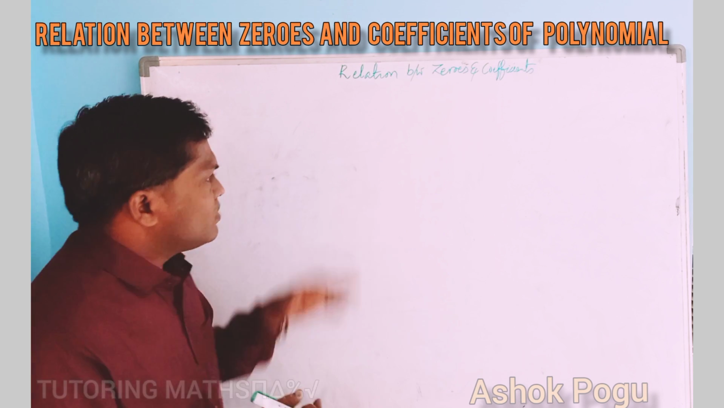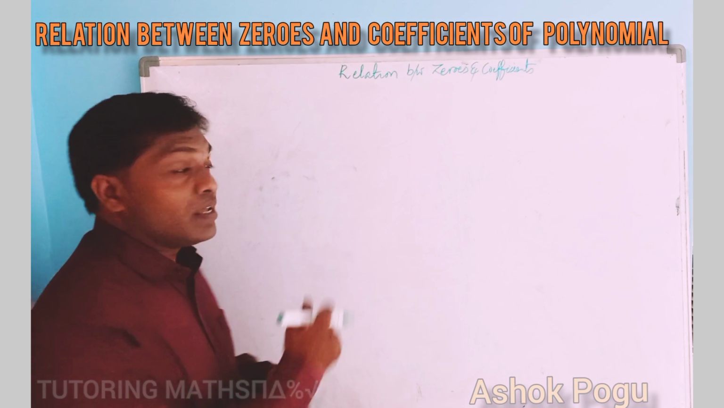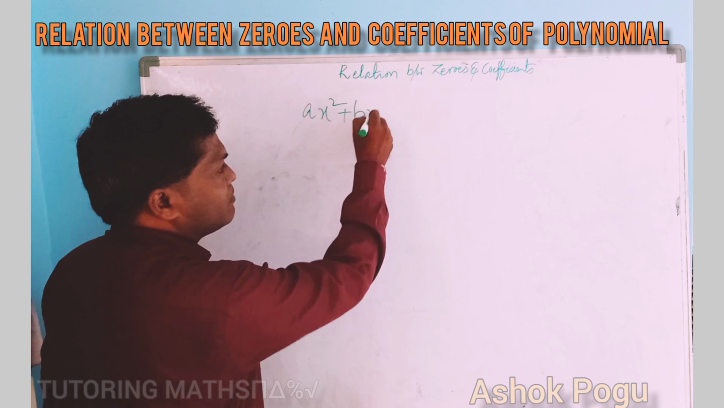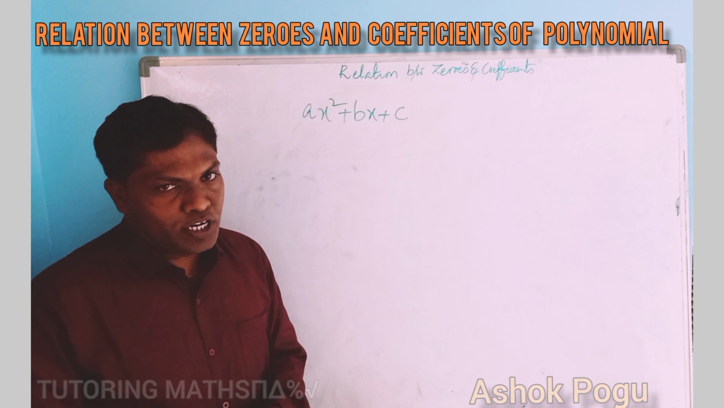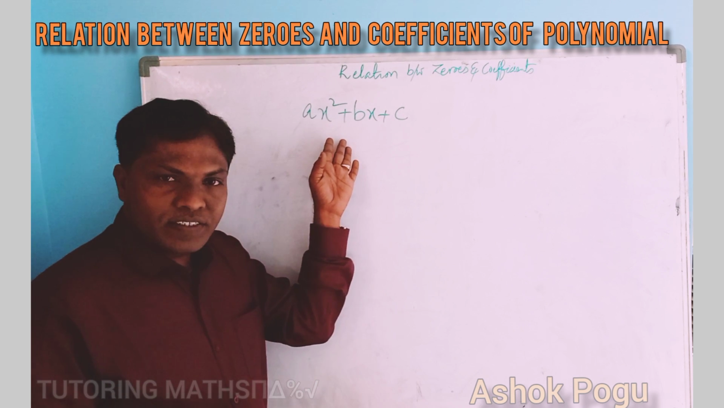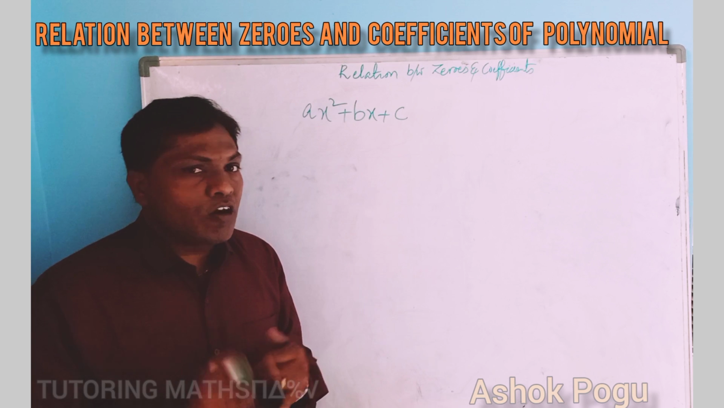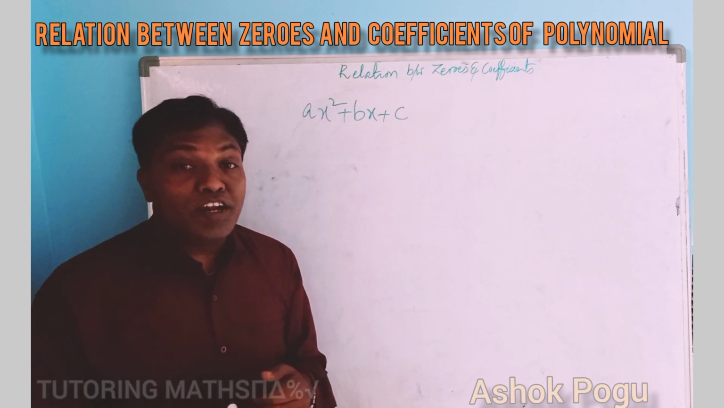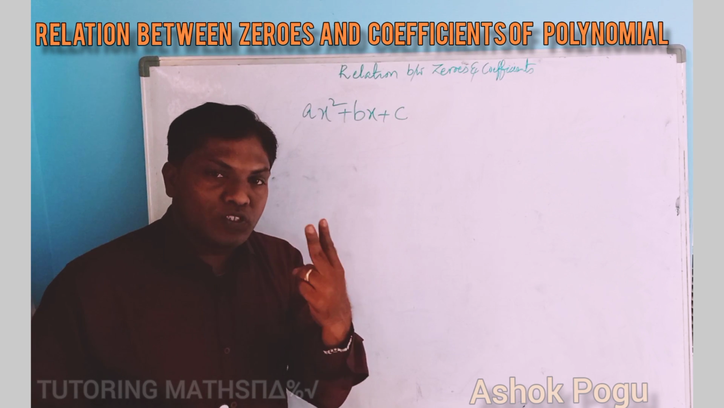Let us see. First of all, you know what the standard form of a quadratic polynomial is? This is the standard form: ax square plus bx plus c. This is the standard form of a quadratic polynomial. And here we have two zeros for a quadratic polynomial. Already we have discussed this in our previous videos. Because it is a second degree polynomial, this quadratic polynomial has two zeros.